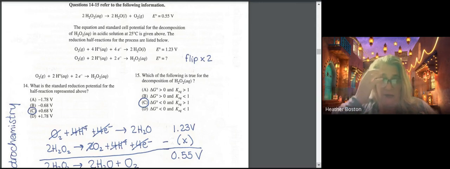Your key is that you're going to have to make sure you have the same amount of electrons lost as gained. So you have to multiply it by 2. And when you add them together, you get 0.68.